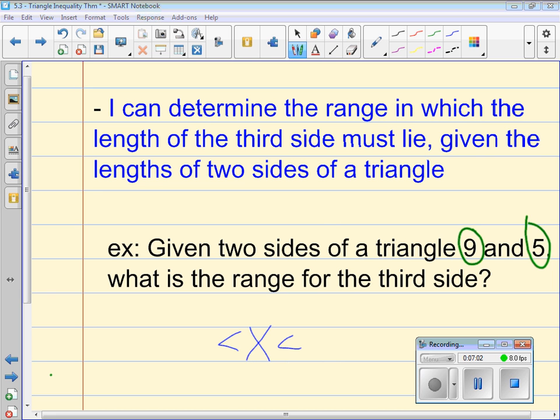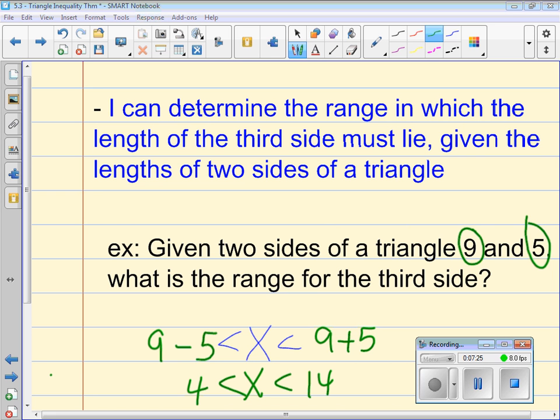So basically the two are pointing to the left. Okay, actually two less than signs. I apologize. And so what we're going to do is we're just going to take the two sides we're given, and we're going to do 9 minus 5 on this side, and then guess what the other one's going to be. You got it, 9 plus 5. Okay, so we end up with X being trapped between the numbers 4 and 14.